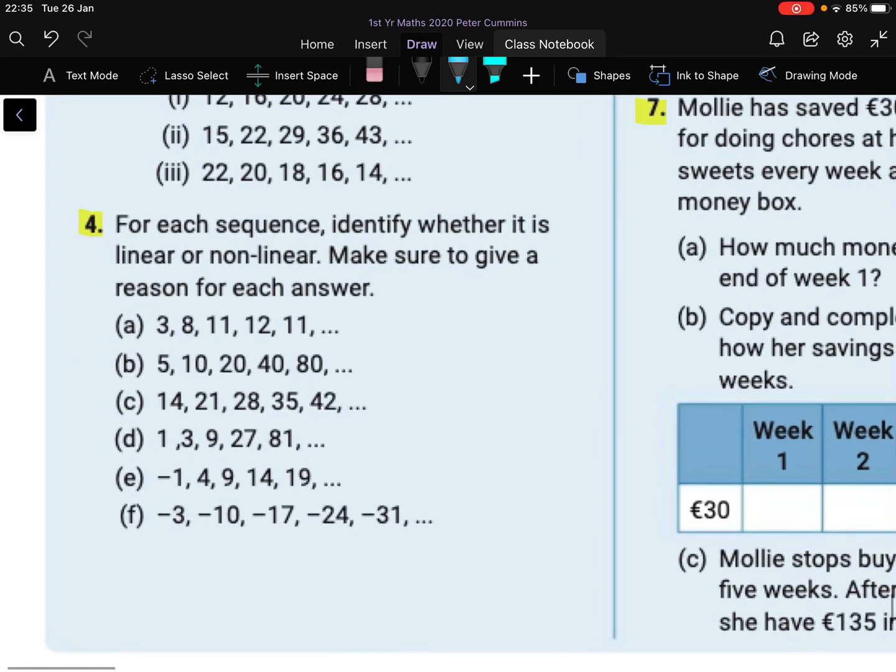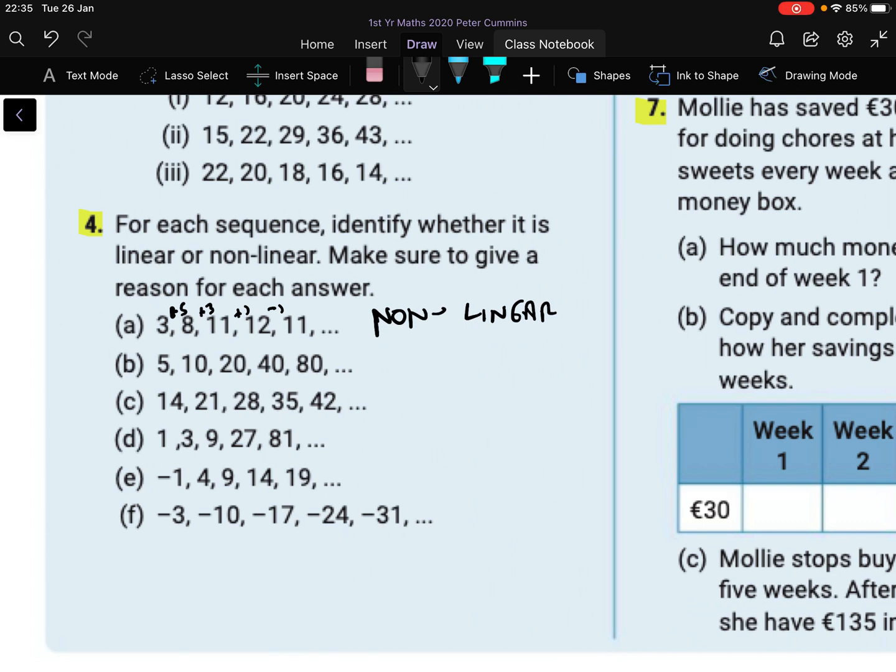Let's go on and have a look at our next one, question 4. For each sequence, identify whether it's linear or non-linear. You know that if it's linear, the first difference is the same. If the first difference is not the same, it's going to be non-linear. The difference between 3 and 8 is plus 5. The difference between 8 and 11 is plus 3. I have my answer already, haven't I? The difference between 11 and 12 is plus 1. The difference between 12 and 11 is minus 1. So this first one is definitely non-linear.